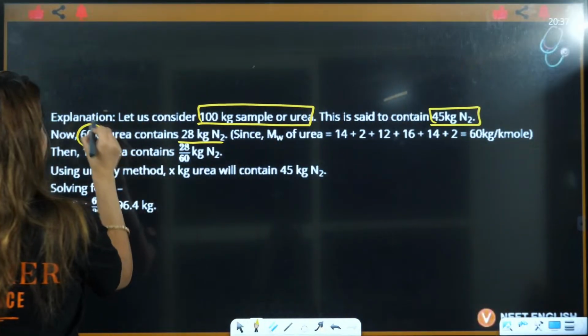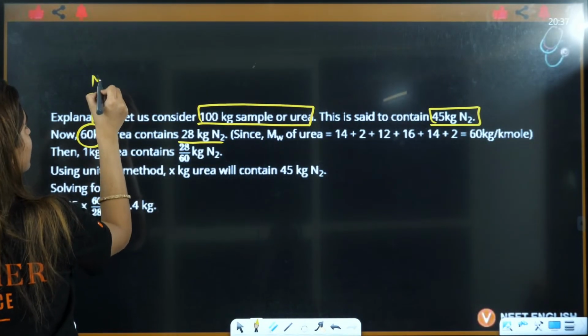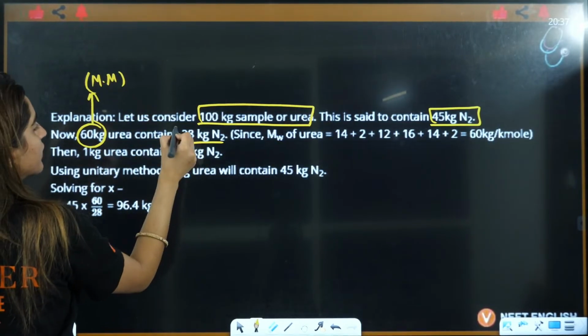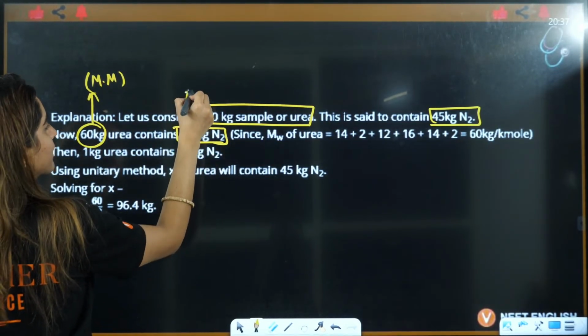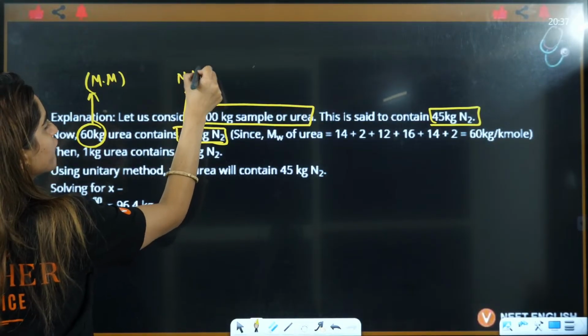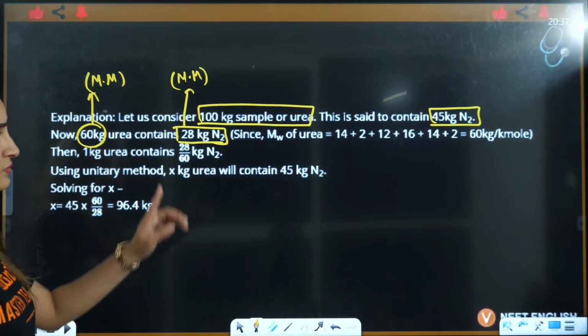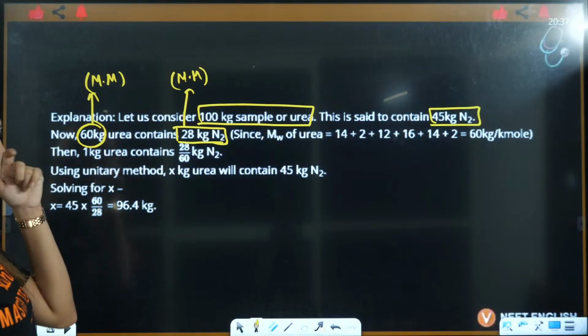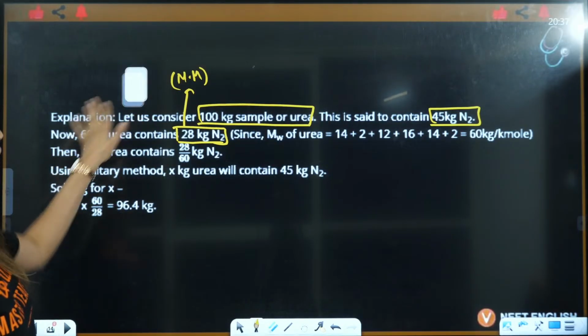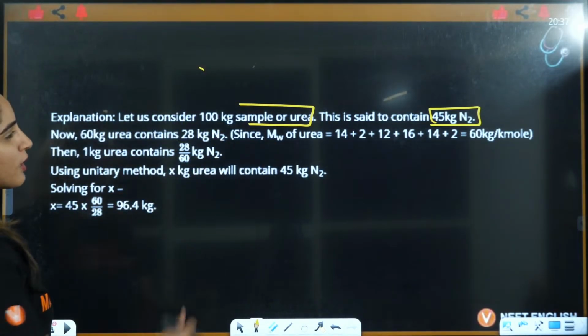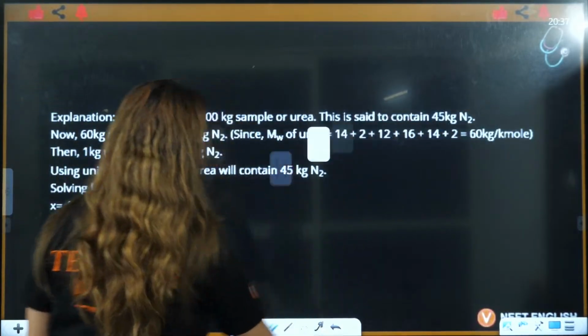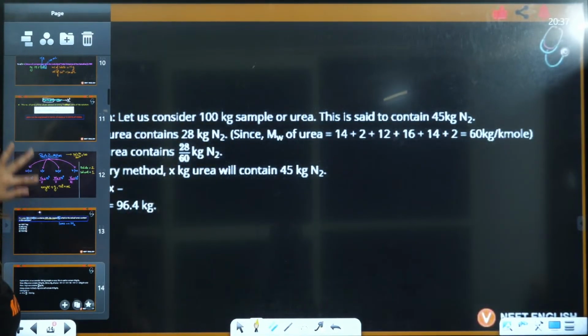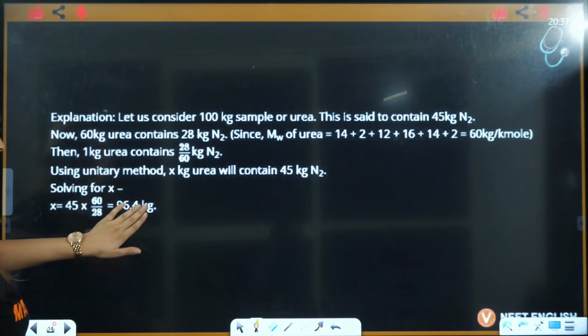60 gram is the molar mass, but you can also write it in kilograms if you multiply it by 1000, right? So this is the molar mass of N2, right? Now, after this, I would suggest you to calculate it not in kilograms, but in grams only. That will be better for you, otherwise you will keep getting confused here.